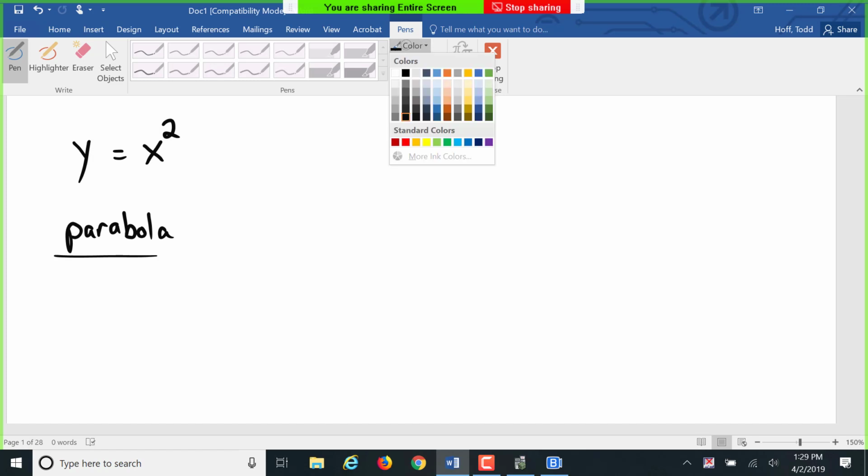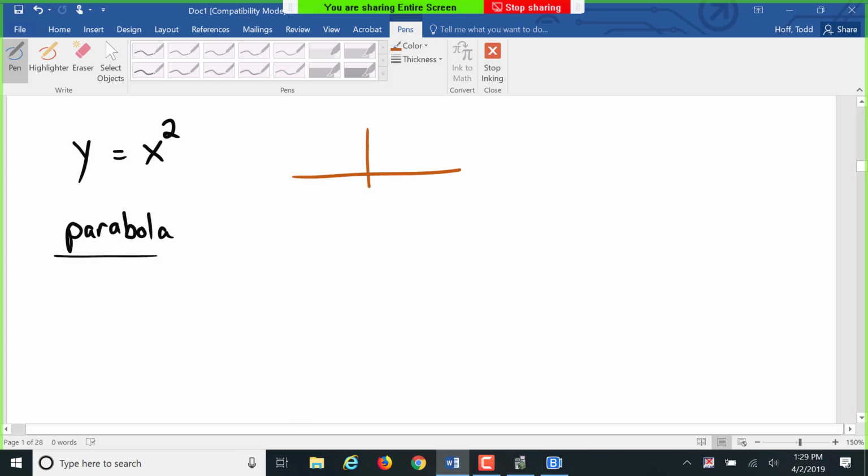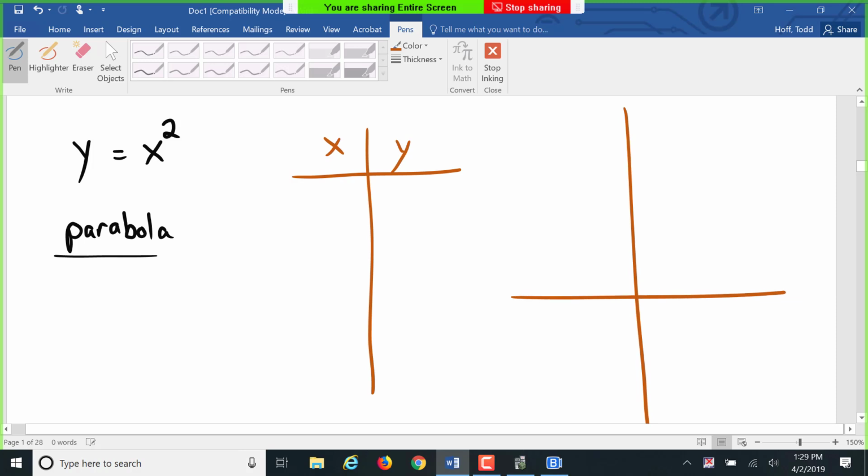If we were to graph it, picking values for x and calculating the value for y, let's say I pick negative 3 for x, what's y have to be? Positive 9. Negative 3 squared is positive 9. So (-3, 9) is right there. If x is negative 1, y has to be? 1. So (-1, 1) is there.